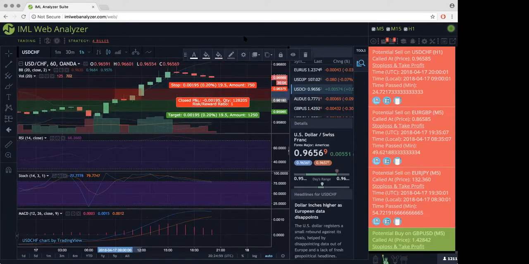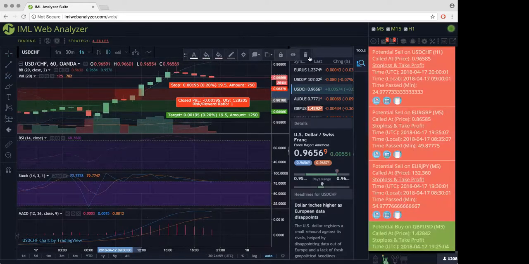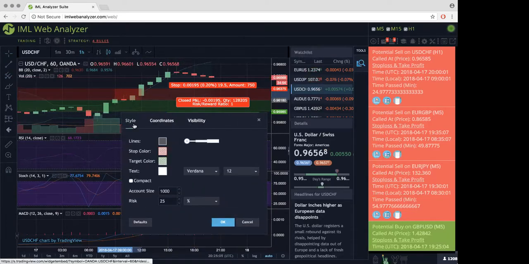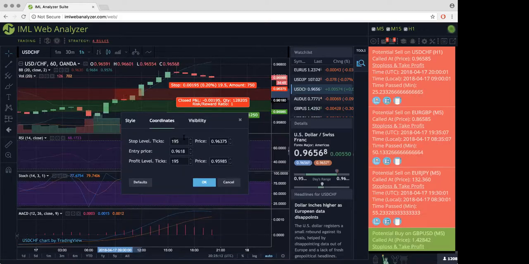All you have to do, you press this settings button right here, right in the middle. So you tap on the screen, this toolbar comes up, tap on the settings button, which is right in the middle. They give you the visibility, the style, and coordinates. Now coordinates is what's going to generate your signals.